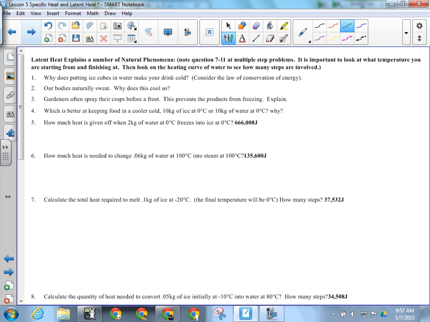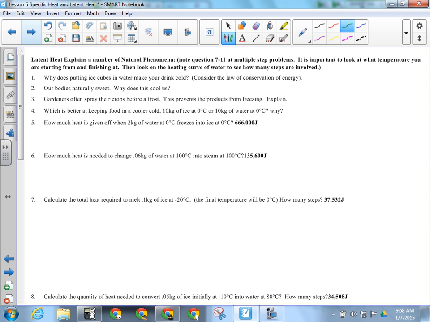So we've talked a little bit about this. Why does putting ice cubes in water make your drink cold? You might want to just jot down a little bit about what we talked about there: ice obviously doesn't take much to change its temperature, but it can absorb a lot of energy while it's changing from solid to liquid. And that's why it can keep your drink cold for so long. It can continue to absorb a lot of energy as long as it's in a solid state, while it's melting.